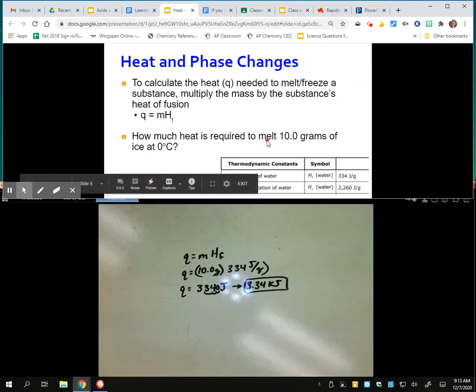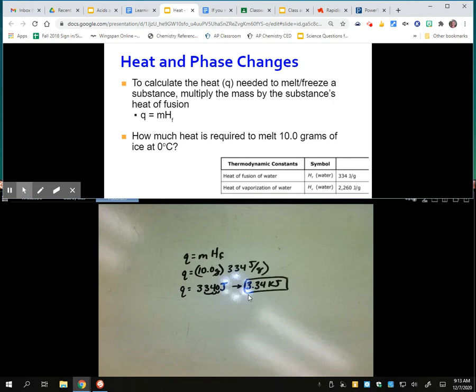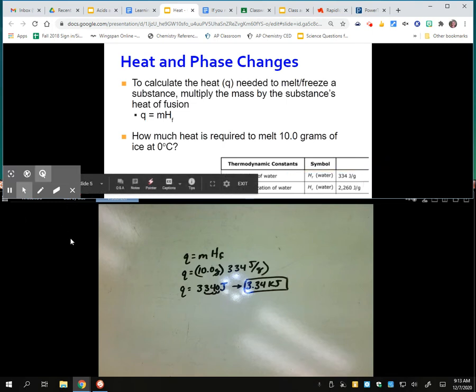Again, melting or freezing, you've got to use heat of fusion. This is the amount of heat it takes to melt 10 grams of ice, that you have to add to melt 10 grams of ice. This is the amount of heat that would be released when 10 grams of water freezes. So that's how they work in the opposite phase changes.